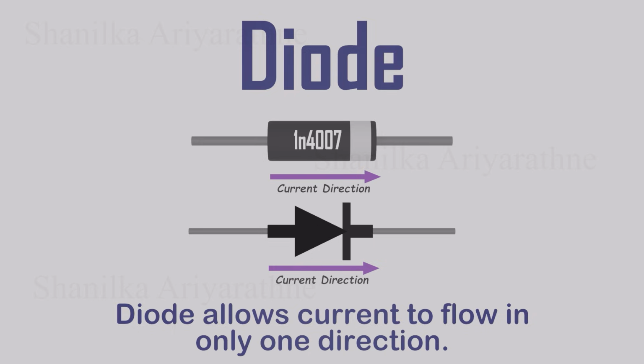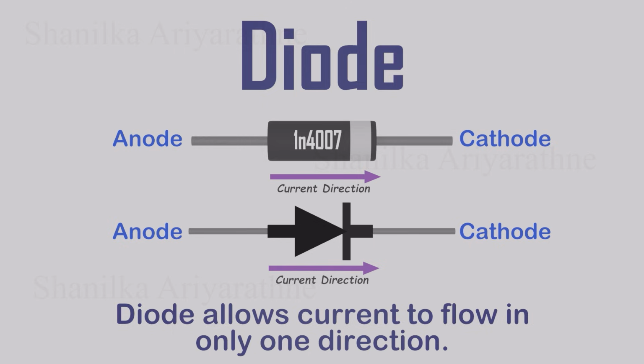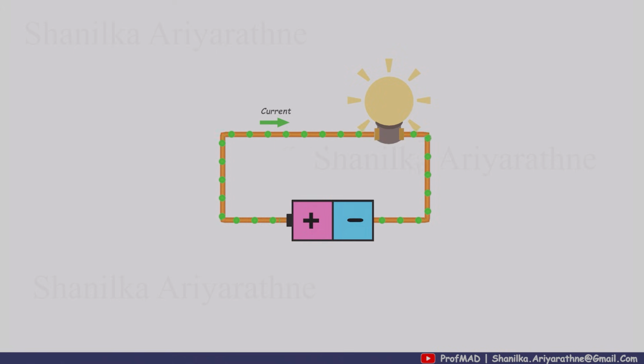It allows current to flow in only one direction. The white stripe marks the cathode, and conventional current flows from the anode to the cathode. Let's look at a simple circuit. We know that conventional current always flows from positive to negative.